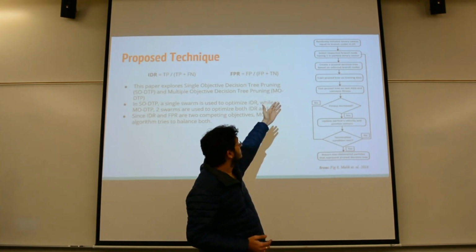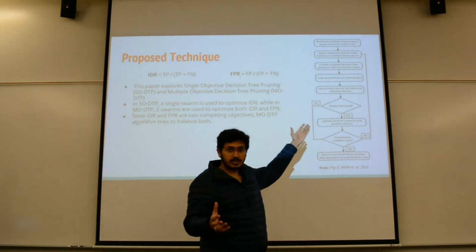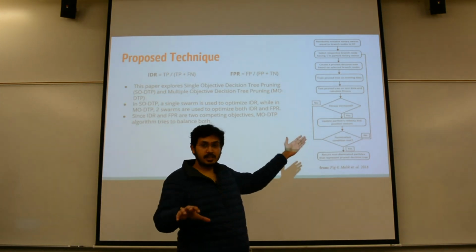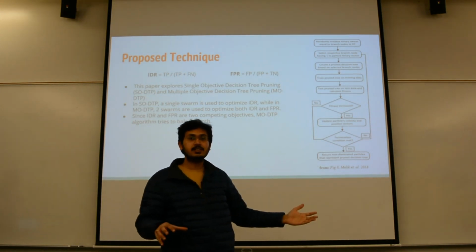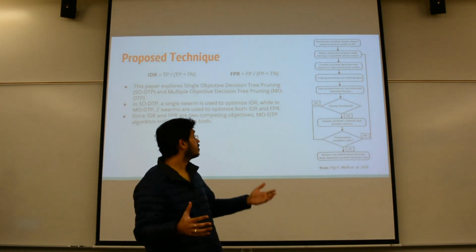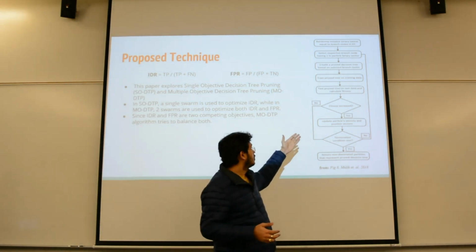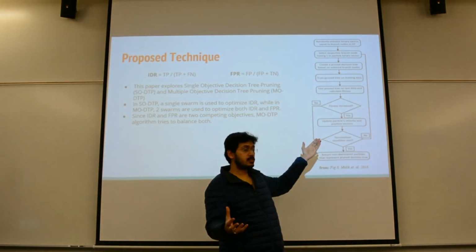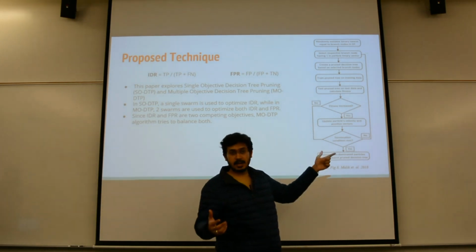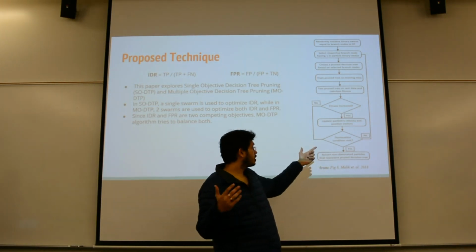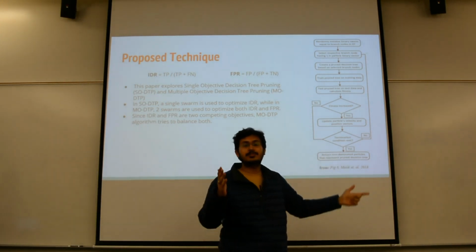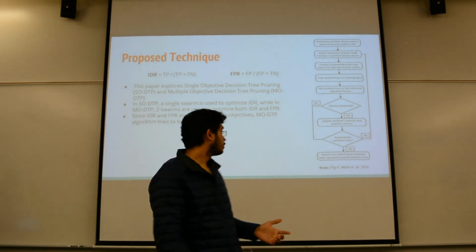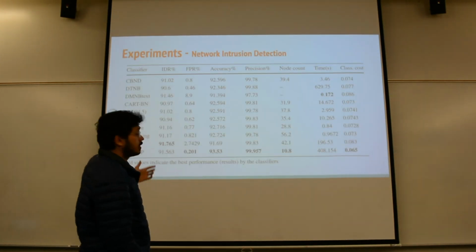We initialize the binary swarm, then we prune the decision tree, we train the pruned decision tree on training data, test it on testing data set, and we calculate a fitness, and we keep iterating until termination condition is met or the fitness has stopped increasing. Next slide, please.